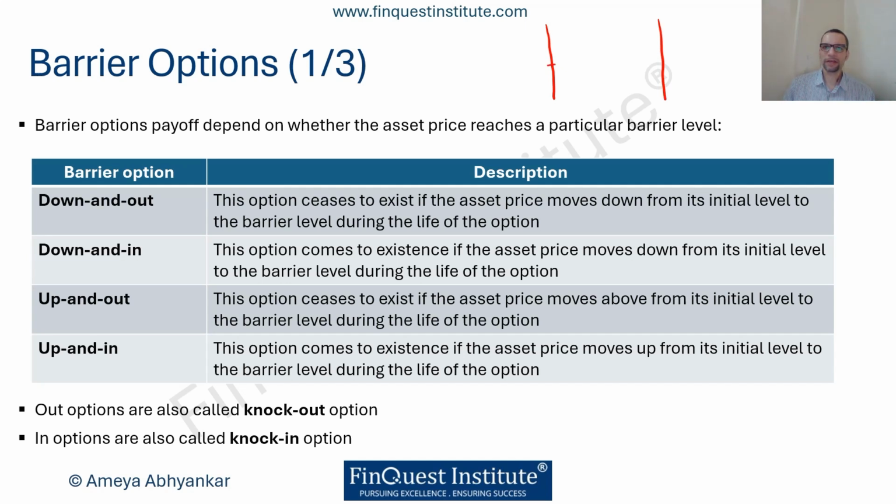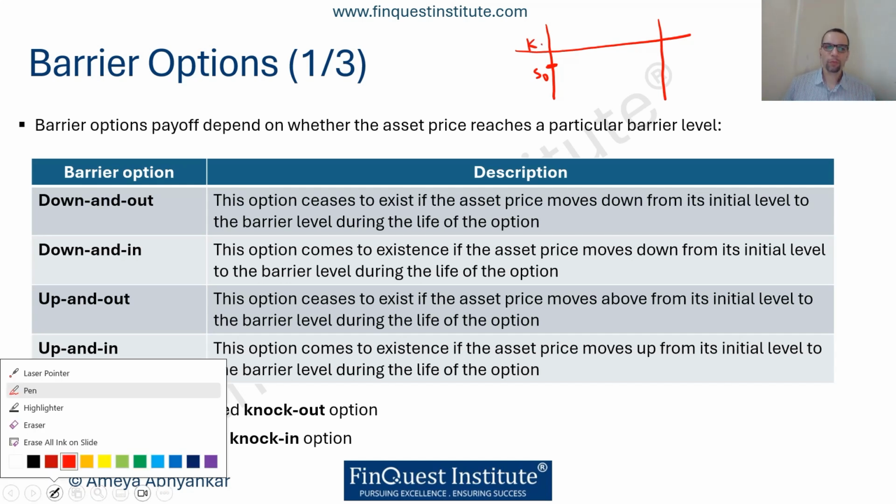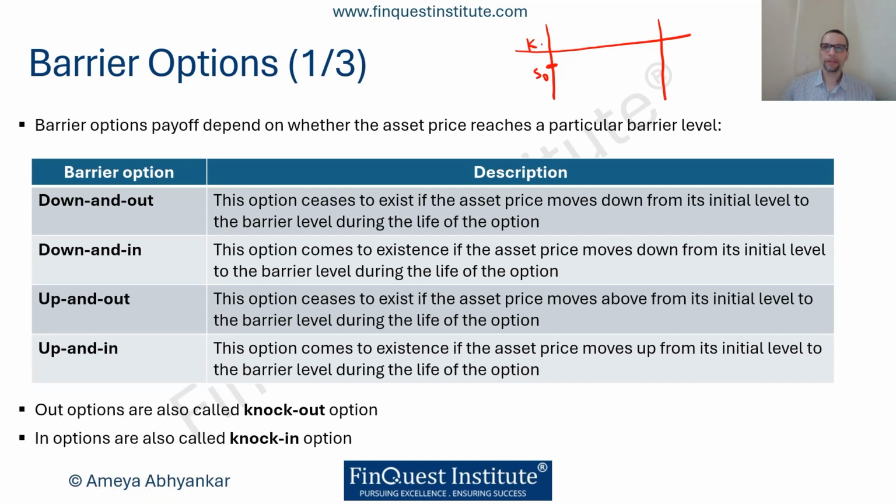So let's say currently we are at maybe S0. We'll write this as, let's say, a K. This is our strike. Now we go one more step ahead and we introduce one more level. So I'm just drawing one of the ways you can do the barrier. The barrier can be below your current stock price also, but there's just one variation. So this can be a barrier.